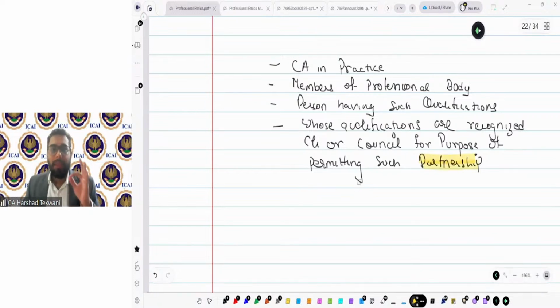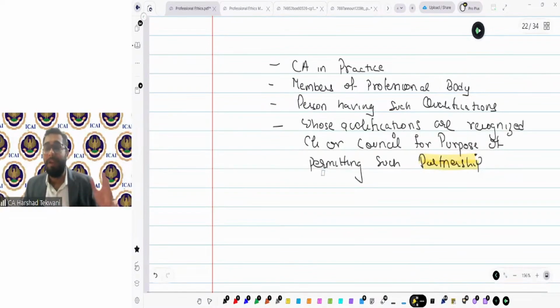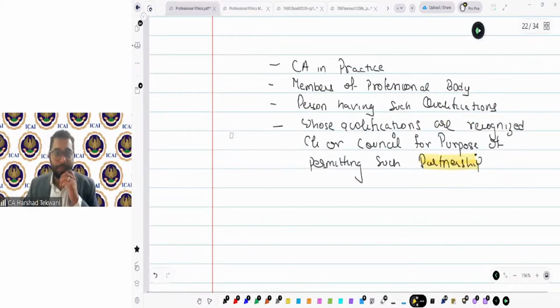The reason is that there is a separate regulation, Regulation 53B, wherein the list of professional bodies or qualifications entitled for partnership is specified. So there was a concept of multidisciplinary partnership firm. Under Regulation 53B, the membership of the following selected professional bodies has been prescribed with which a chartered accountant in practice can enter into a partnership. So let us see those scenarios.